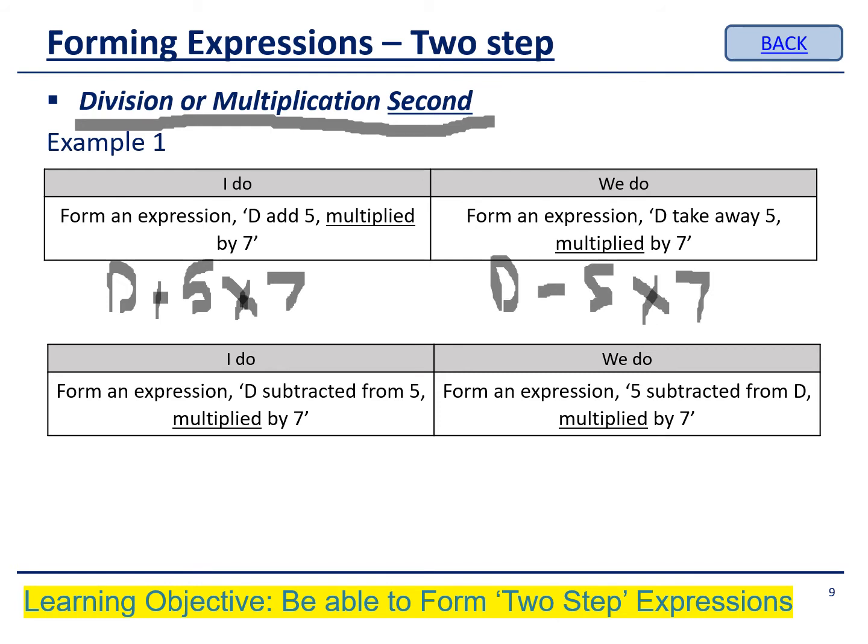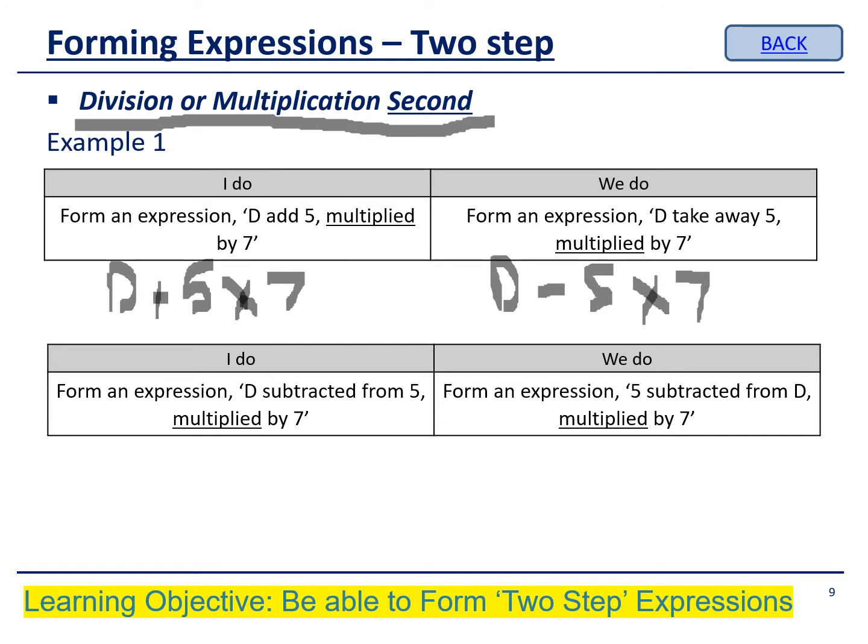Okay, well done if you put this. D subtract 5, multiply 7. All that's changed compared to the I do is the operator, so subtraction instead of addition. On to the next I do.